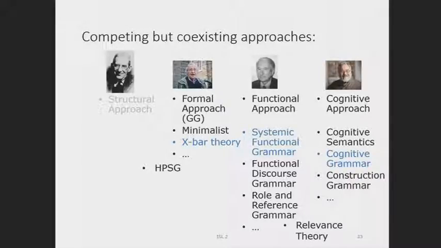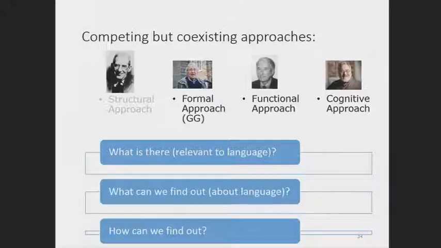So X-bar theory for generative grammar, systemic functional grammar for functional approaches, and cognitive grammar for the cognitive approaches. That's going to be our next three lessons. And for that, you have to be aware of the fact that they think there are different things there in language. So if I believe that there is a language acquisition device, only then can I try to study that, right? The fact that I believe in it also matters in terms of what I can actually find out about language. And in a way also how I can find out.